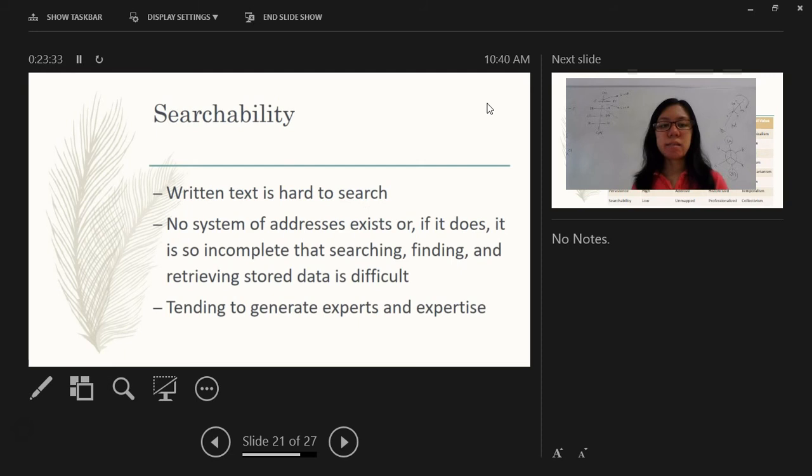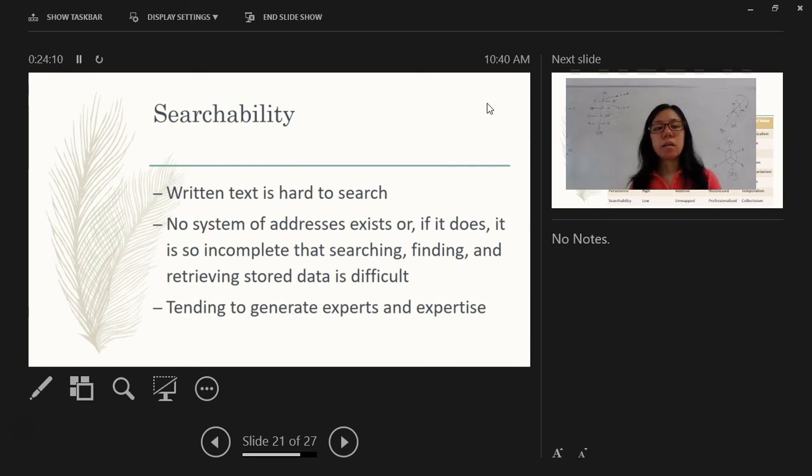And the last is searchability. Writing has a low searchability because written text is hard to search. Why is it hard to search? Because if you want to search for it, you have to access it, and sometimes you don't have the access. And the text usually has to be searched serially, meaning you look at items one after another until you find the thing you want. Books have indexes and libraries have catalogs, but the index doesn't go very deep and the catalog doesn't get you inside the books.